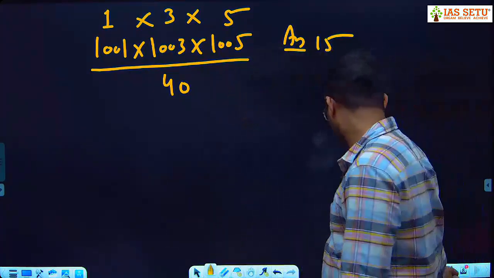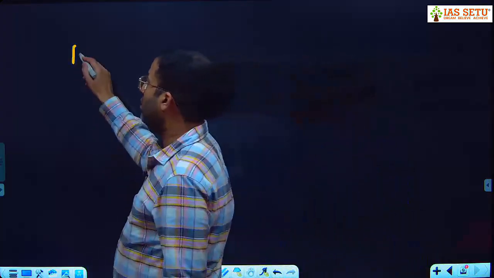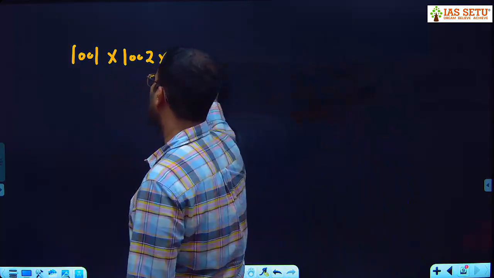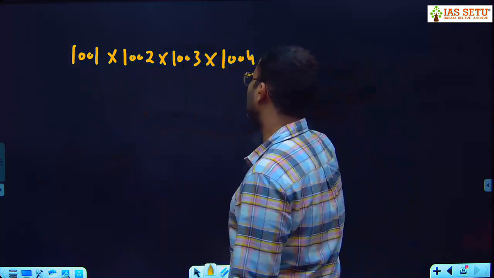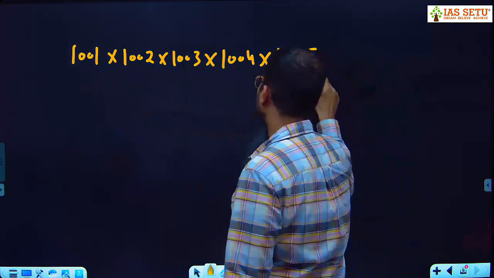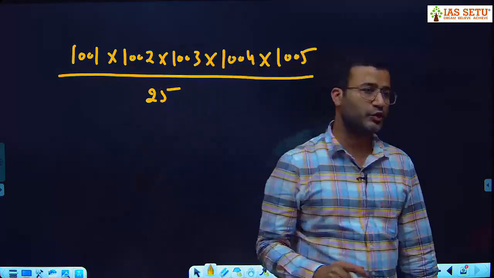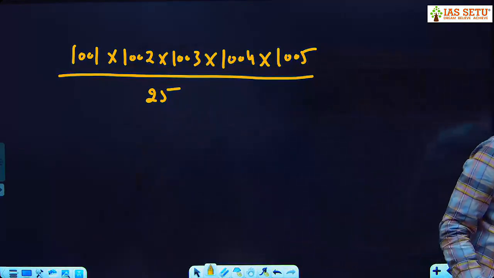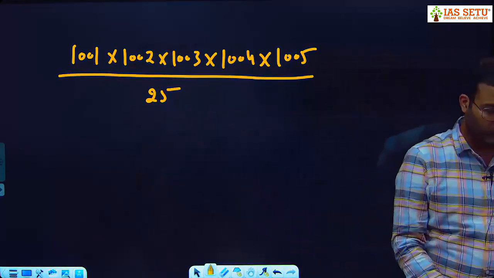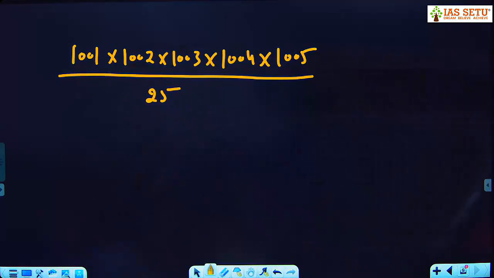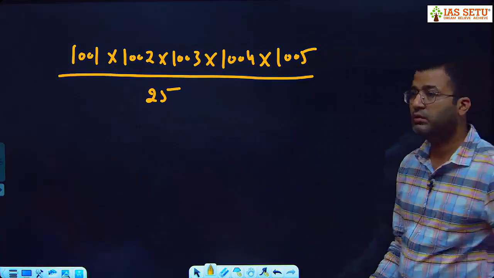Now try one question. 1001 into 1002 into 1003 into 1004 into 1005 divided by 25. Find what is your remainder. What is your answer?